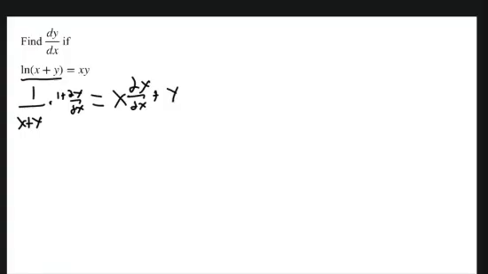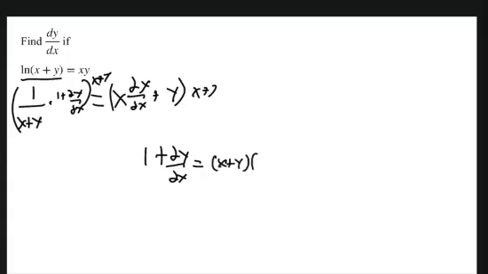We first multiply both sides by x plus y. And we're going to get 1 plus dy dx equal to x plus y times x dy dx plus y. We're going to expand this right side here. So we're going to get x times x plus y times dy dx plus y times x plus y.